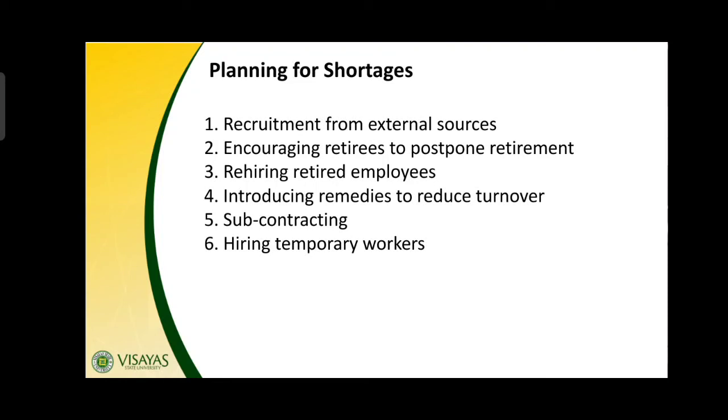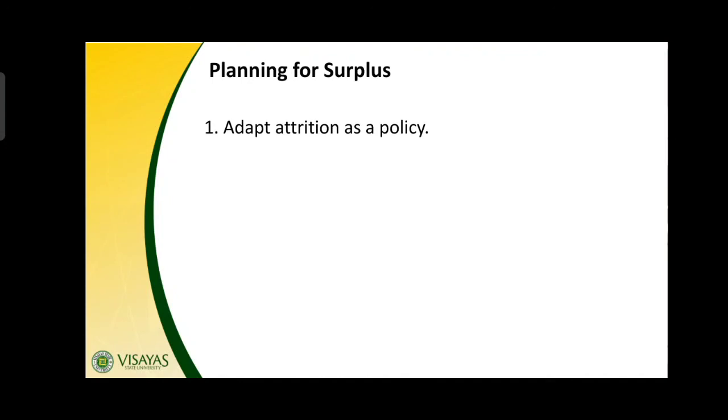So that is an example of how they will compensate for the lack of employees with the given budget. So hiring temporary workers, there is no employer-employee relationship, no? Those are the job orders. So, planning for surplus.